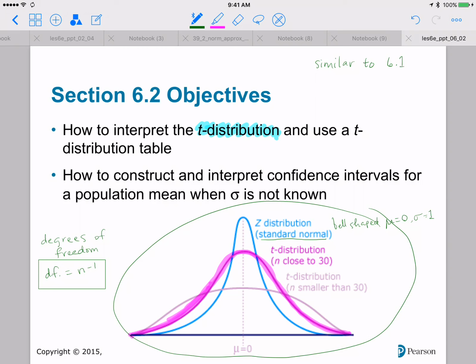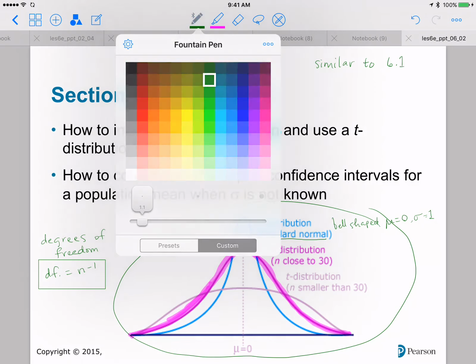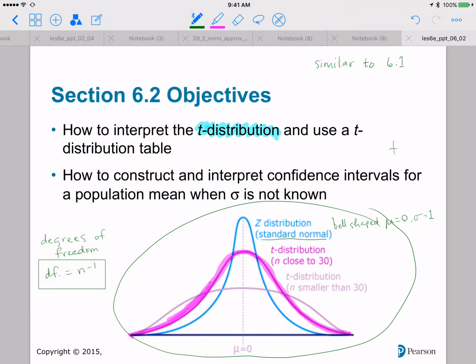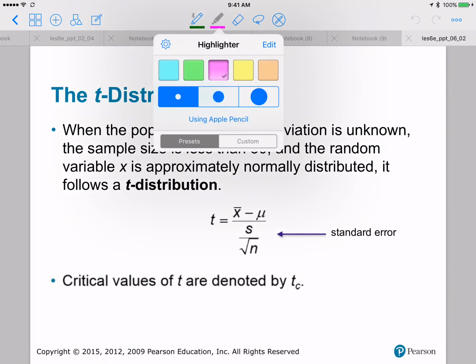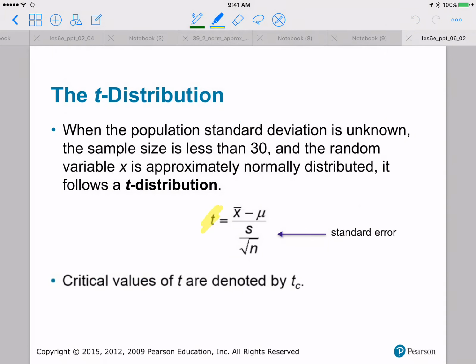And the second thing is, instead of looking at our critical values z sub c, we're now going to have critical values that correspond to the t-distribution. So we'll have t sub c. This will be your critical values. So we'll get into that now. Okay. So here's the actual formula for how to arrive at the t-distribution when you're given a z-distribution.